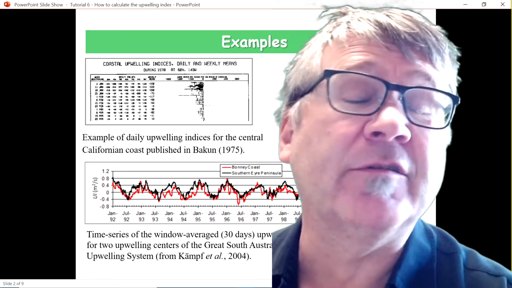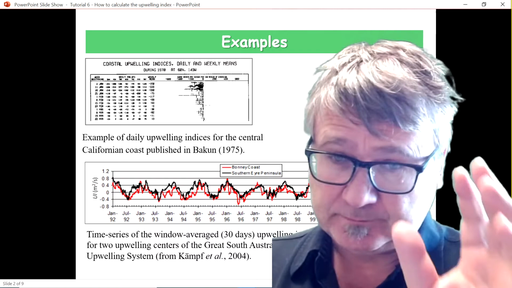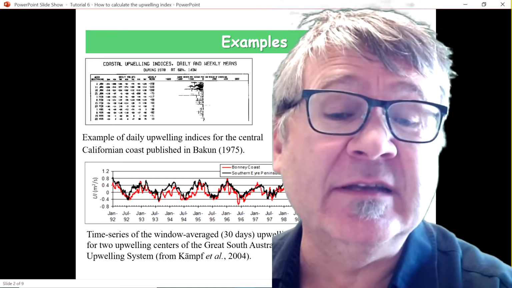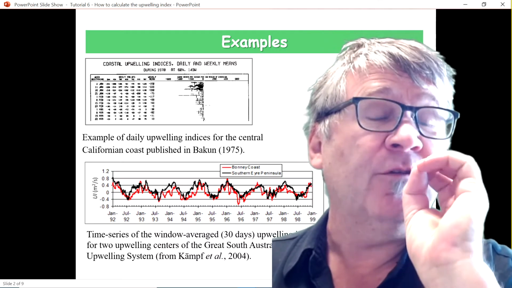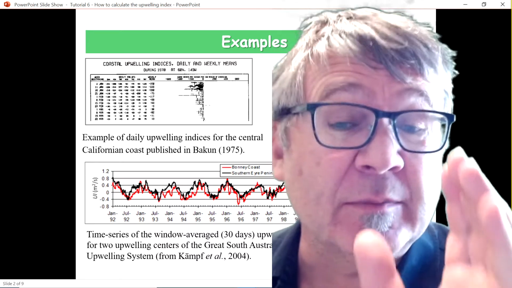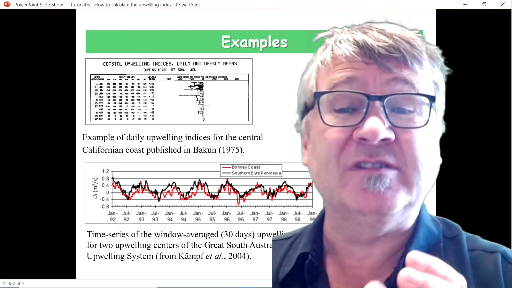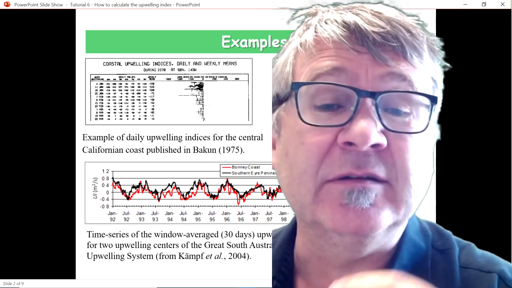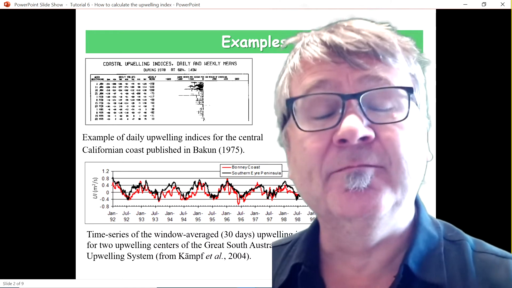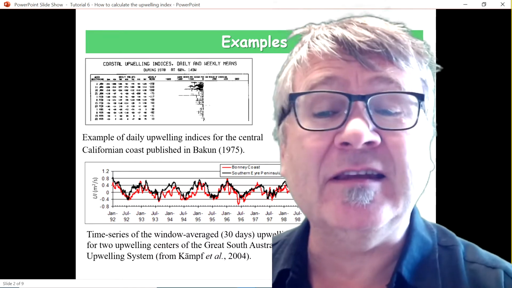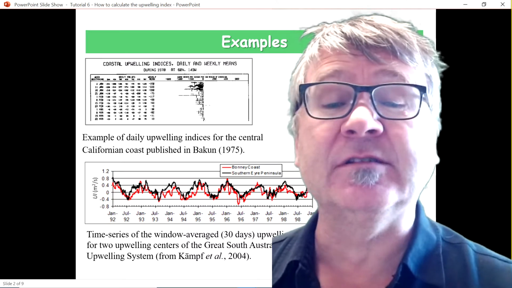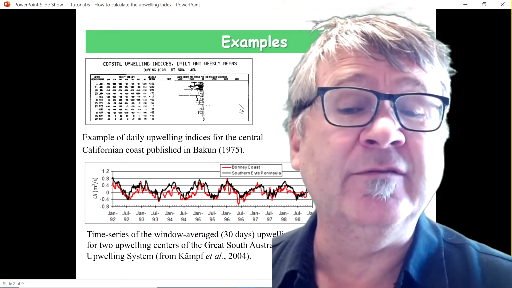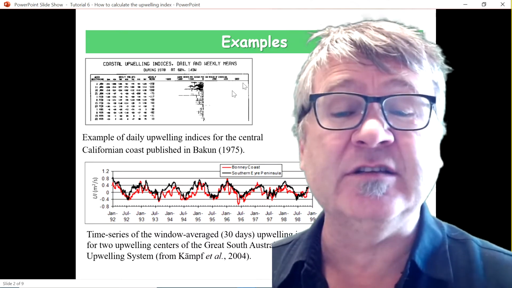Here are some examples of the upwelling index. Bakun was the first to propose this index for the Californian upwelling system, and they published these books, reports on upwelling indices on daily and weekly means, also monthly means in terms of tables. And here's one example. You can see an example here of one of these publications.